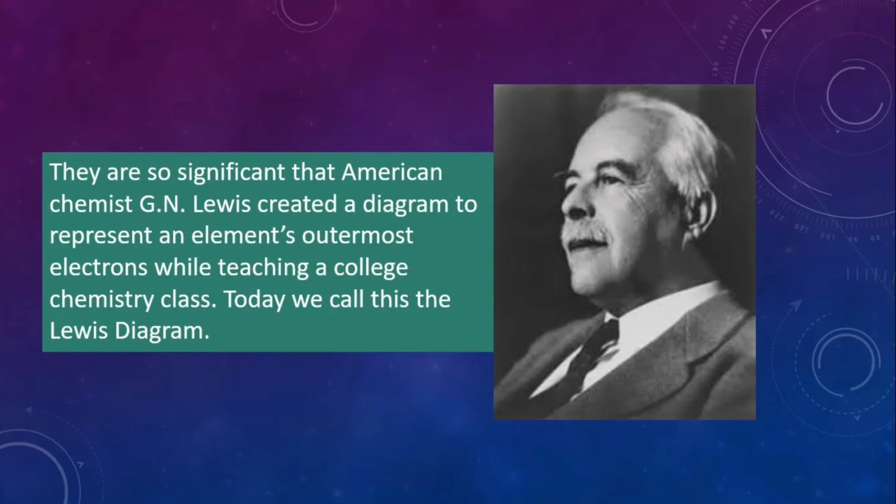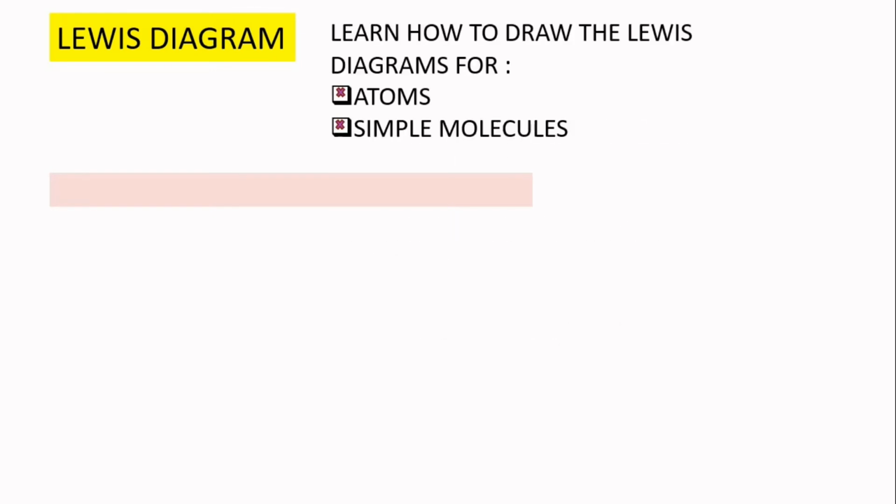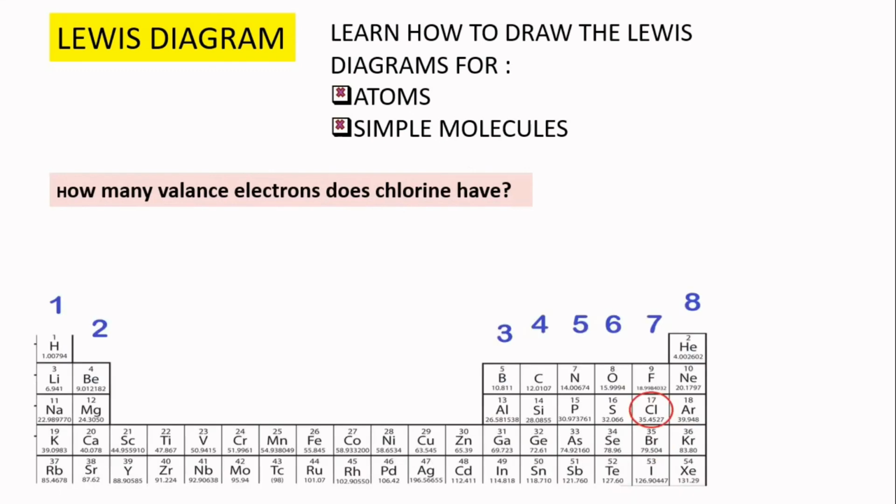Let's use the Lewis diagram to represent atoms and simple molecules. For example, how many valence electrons does chlorine have? First, look at the periodic table. And on top of it, write these imaginary numbers, 1, 2. Do not write any on the transition metals, and then continue here, 3, 4, 5, 6, 7, and 8. So this represents the number of valence electrons. The only exception would be helium, it has 2.